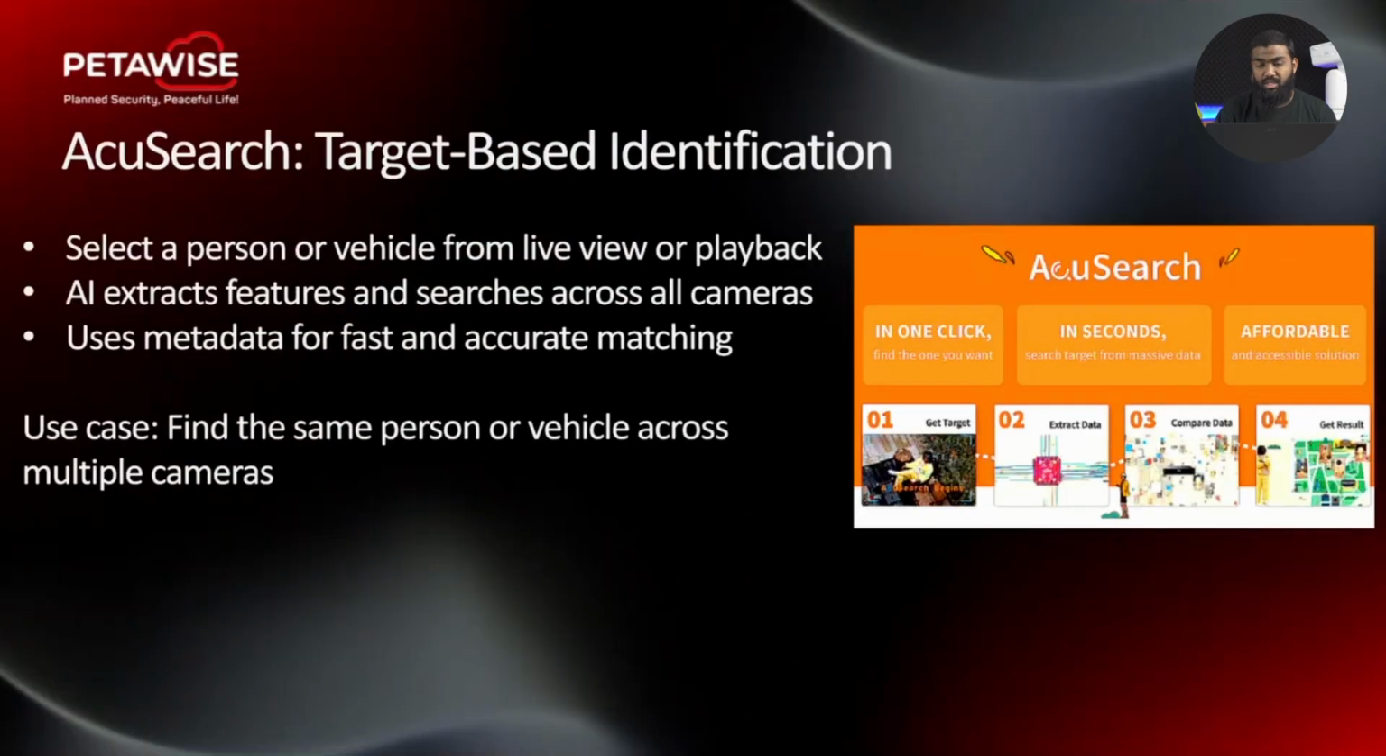After smart search, we will see what is AcuSearch. It helps in target-based identification. If you have a person or a vehicle as a target, you can select that target from live view or playback. You can use the AI NVR, IQ series NVR. I will speak about that later in our session, to help extract those features, and so it helps across all the cameras. It uses the metadata for fast and accurate matching. And the use case for this is it helps you find the same person or vehicle across multiple cameras.